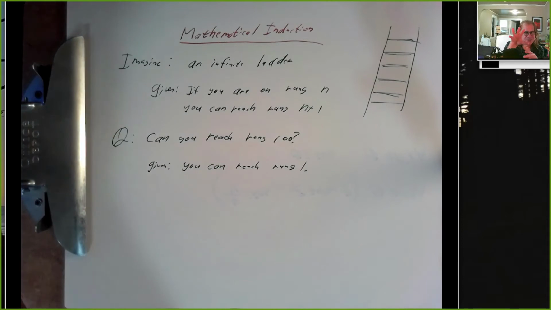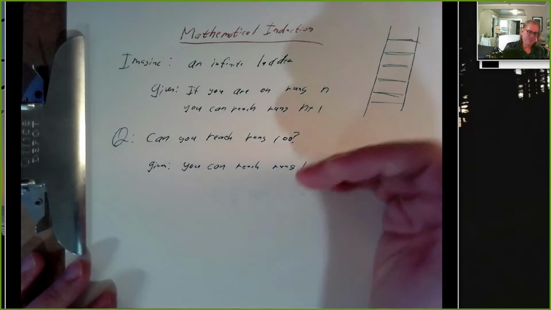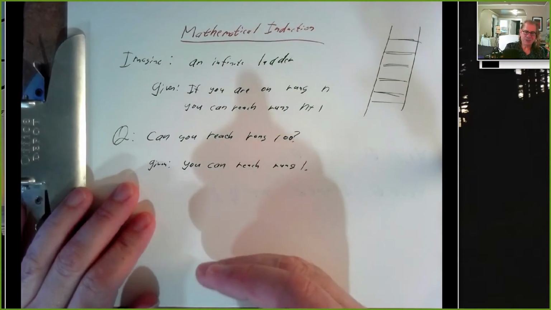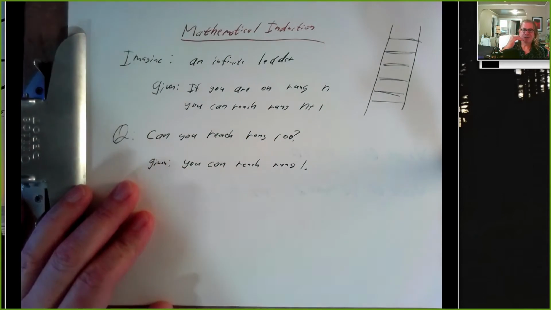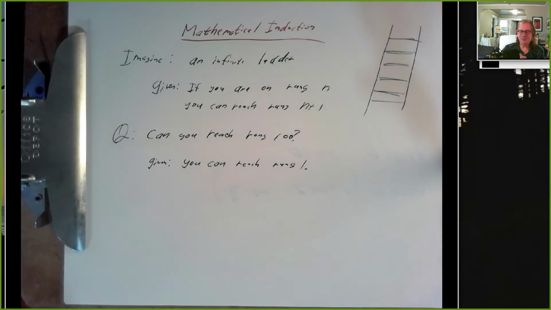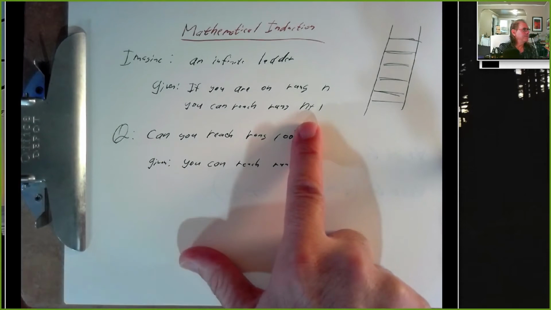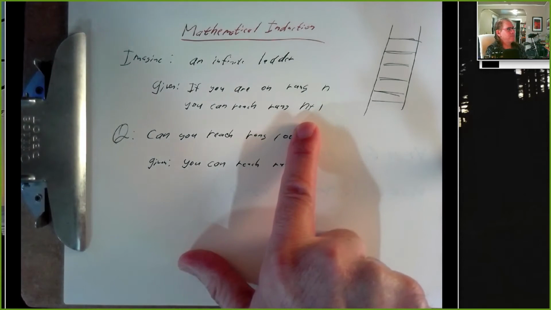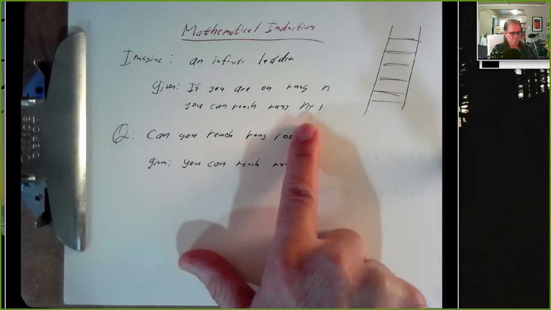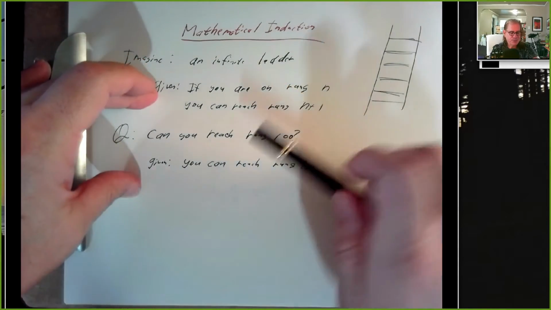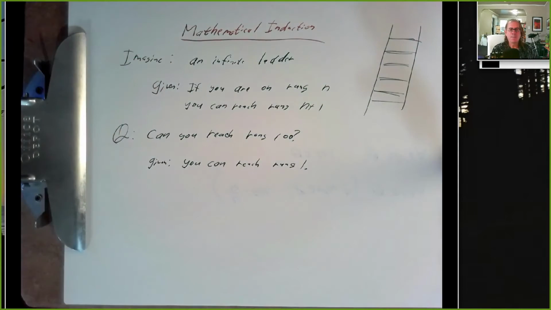But we can kind of see that if we had a big enough sheet of paper and enough time, we could start with, you can reach rung 1, and then we could say, by this proposition, you can reach rung 2. And after writing out 100 statements, we would have proven the proposition, you can reach rung 100. So using these two propositions, we can absolutely prove that you could reach rung 100.